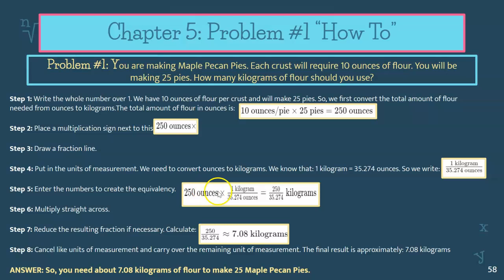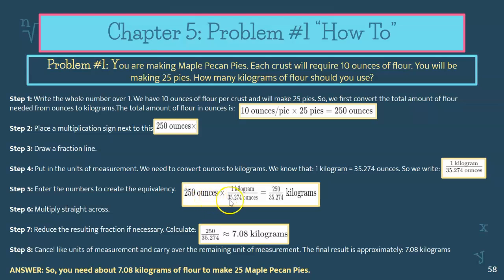If you look under step 5, you'll enter the numbers to create the equivalency, which is what I did. So we have our 250 ounces, pretend it's over 1, times, we draw a line, kilograms over the ounces, we have our units, etc. Now we're going to multiply. Multiply straight across. So you do 250 times 1 kilogram. The ounces is going to cancel out. So it's just 250 on the top. The kilogram carries over. And then the ounces on the bottom cancel out, so it's 35.274, because that's how we're converting the ounces, and that goes on the bottom.